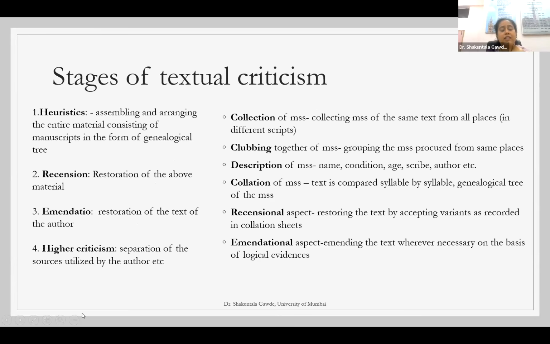So in general, if we see, of course, this is a very detailed process, but in general, we can see there are stages of textual criticism. The four main stages we can see: heuristics, recension, emendatio, and higher criticism. Now, first three stages, that is heuristics, recension, emendatio, form a part of lower criticism. Okay, it is called lower criticism, and that lower criticism aims to critically edit the text or bring out the critical edition of the text.